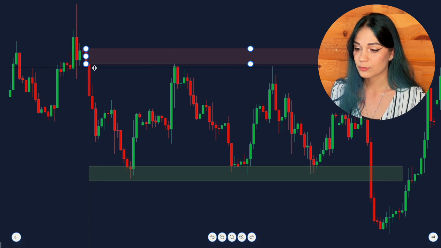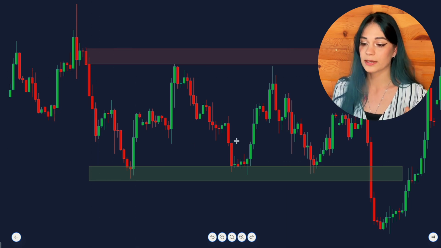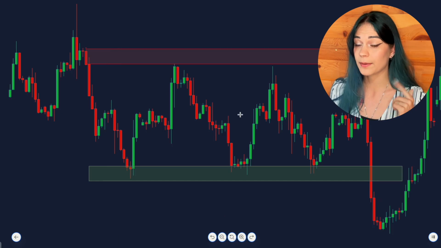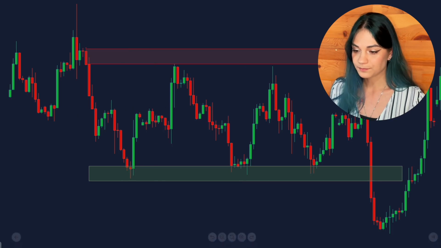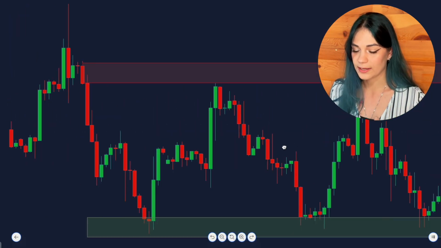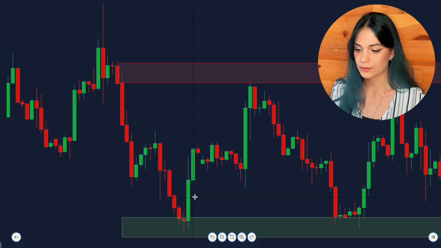And right here we have them there and there, because we have multiple rejections on the top and on the bottom, which gives us a good idea where the support and resistance lines are supposed to be. So let's look closer at our chart and talk about what happened to the price there.